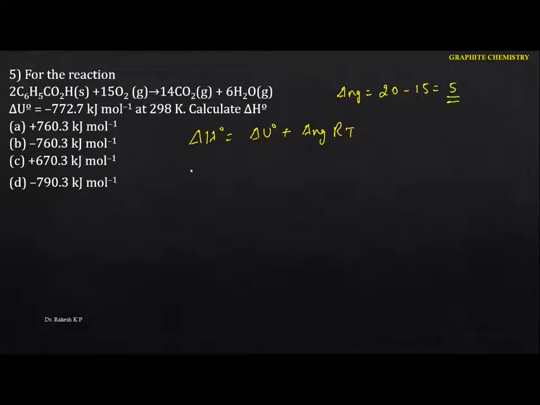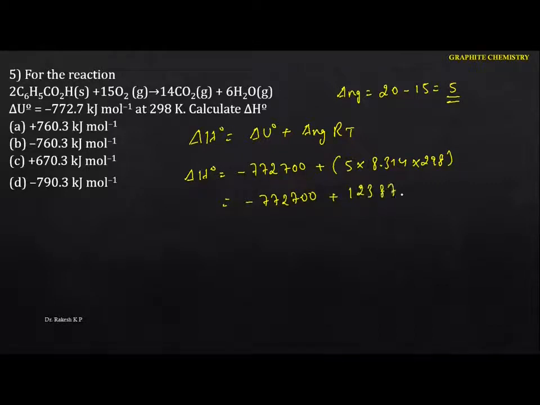Now we have to calculate the delta H naught. We know the internal energy is minus 772700, because I'm converting the kilojoule into joule. Plus, what is the delta n of g value we got here, 5, R value is 8.314, into the temperature, which is 298 Kelvin. Now here we are going to get minus 772700 plus 12387. If you do the calculations, you are going to get this value.